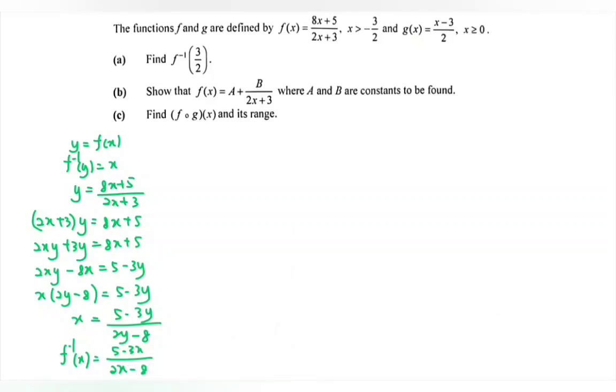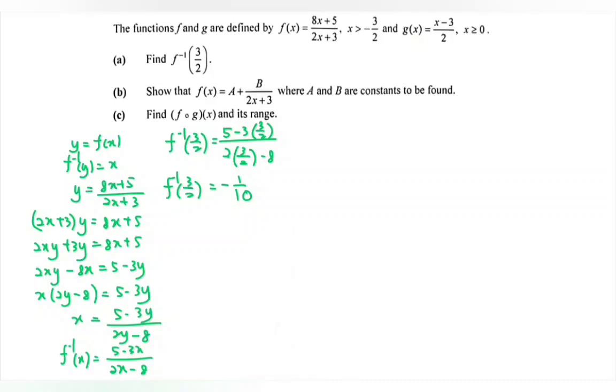So by referring to the calculator, f inverse of 3/2, if we substitute, we have (5 - 3(3/2))/(2(3/2) - 8). So the f inverse for the value of x = 3/2, the value of y will be -1/10. Next, let's refer to part b.